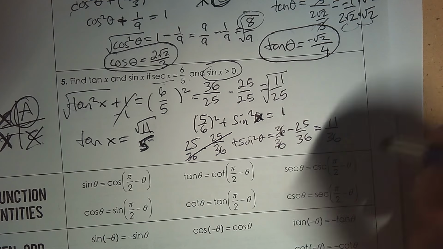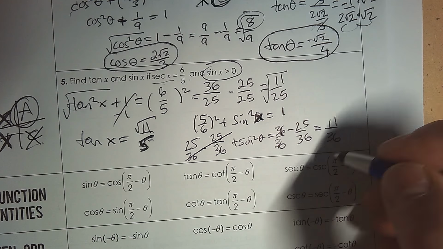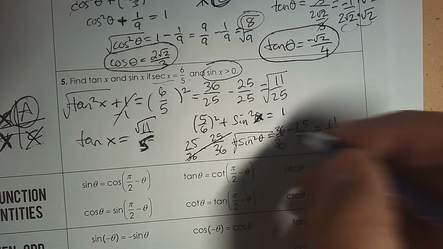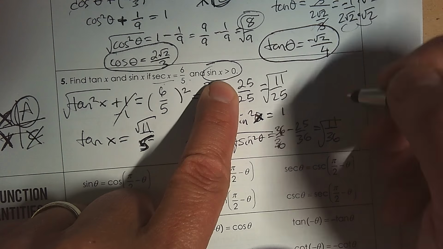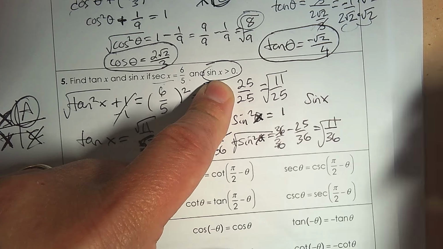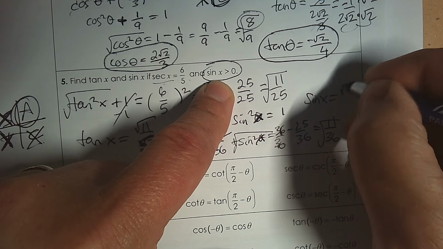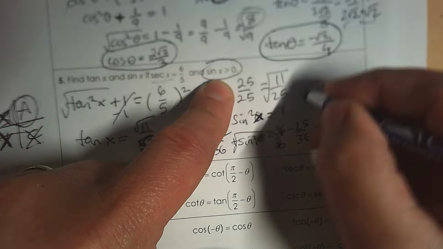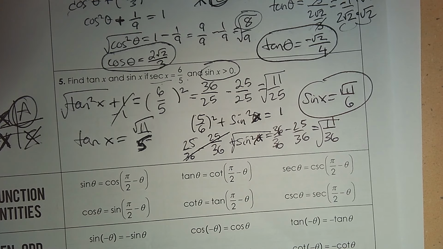Then the last step is to take the square root. So if I square root this, I know the answer is positive. So what is sine x equal to? Did you get the square root of 11 over 6? And you would get that answer using either direction.